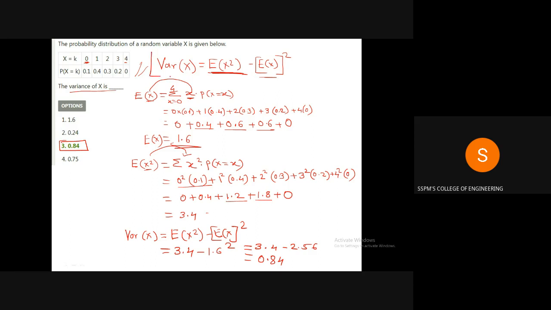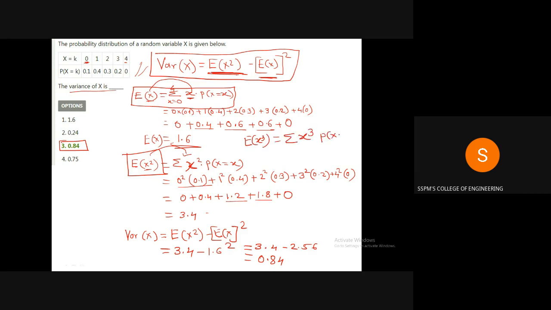So you have to remember this formula first. Variance of x is equal to E of x square minus E of x whole square. This one is the formula for expectation of x, and this one is expectation of x square. So if you have to calculate E of x cube, you just put x cube here. That is how you calculate expectation. This is also called the mean value, mean or expectation. Okay. Now next question.